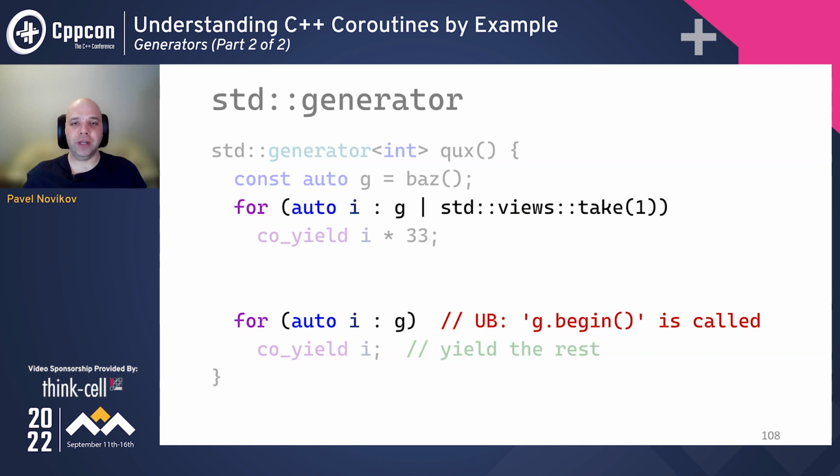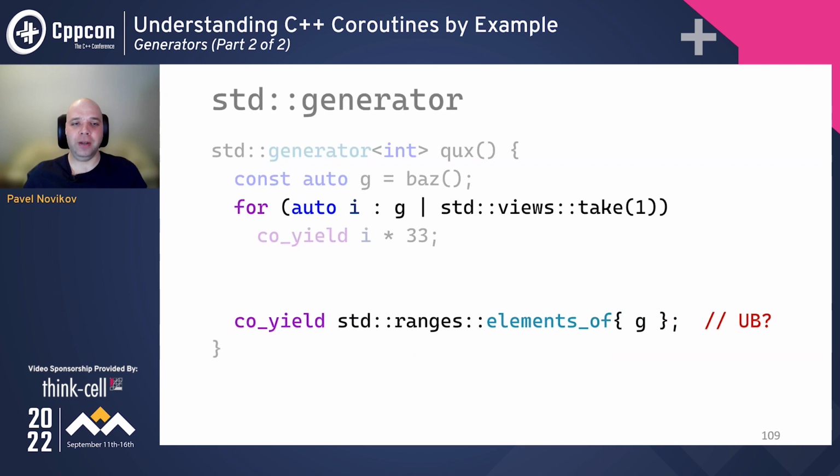We want to take one item from the generator. We want to yield a modified value from that generator, and after that we want to yield all the rest of the values from that generator. And in this case, we want to use two range for loops, but we can't do this according to the current specification, because the second range for loop will call begin a second time, and this is undefined behavior. And this is what I don't like about how it is defined.